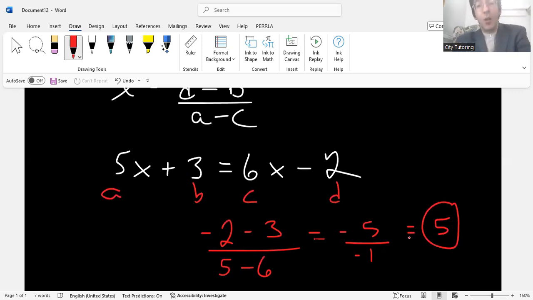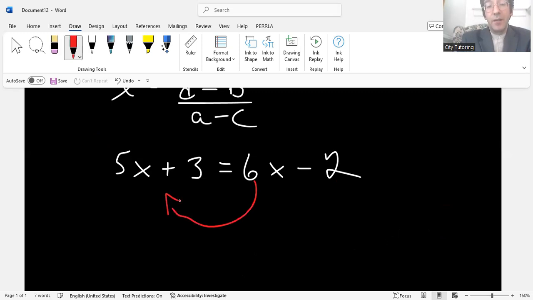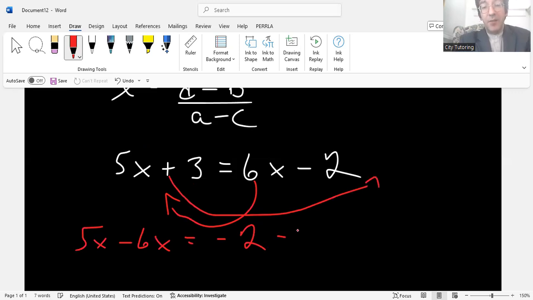And of course, you should always check. Go back and plug it into the original equation. If they both equal each other, then you know it's a real solution. Now, imagine if you would have solved this using the long method, the school method. You could have brought your x's to the left side, which is okay. So one other method could have been 5x minus 6x, bring it to this side. So now you have 5x take away 6x equals negative 2, and then I switch the plus 3, I have to bring it to that side, minus 3.